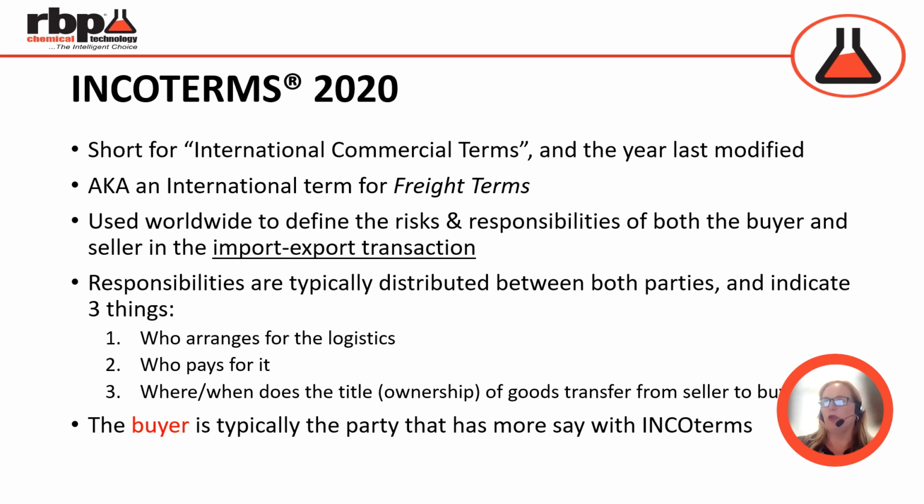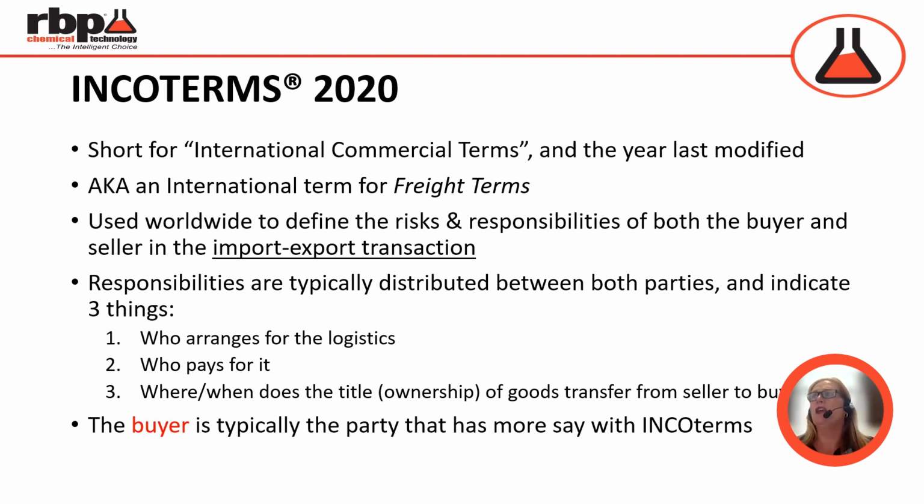Next, I'm going to talk about Incoterms. Incoterms is short for International Commercial Terms, and they're used worldwide to define the responsibilities and risks for both the buyer and the seller in any international transaction. They are modified every 10 years. And so in this case, we're looking at Incoterms 2020. That means the last revision of these happened in 2020. The next one will be set for 2030.